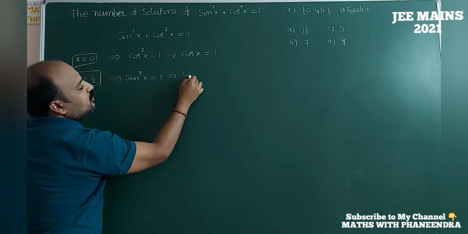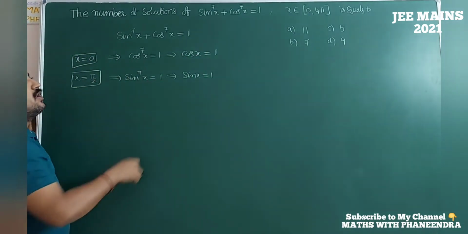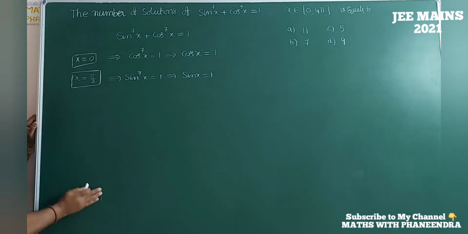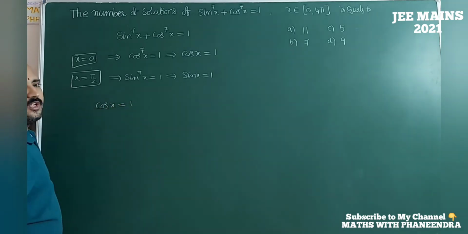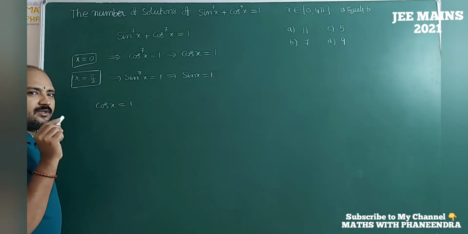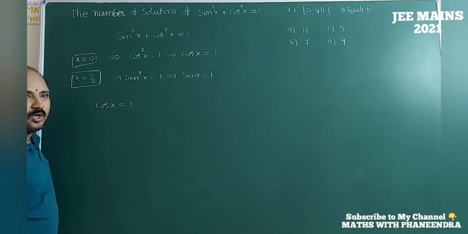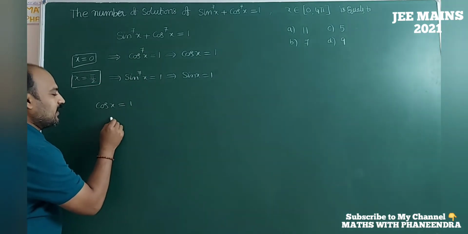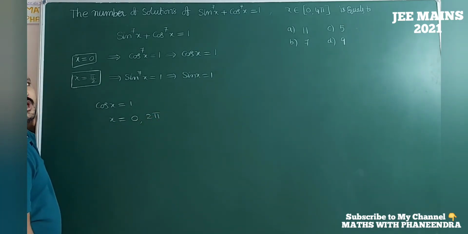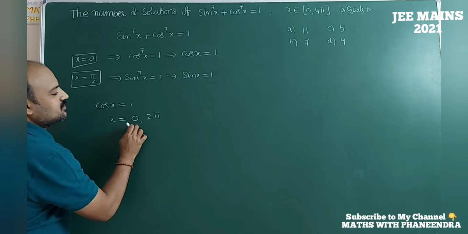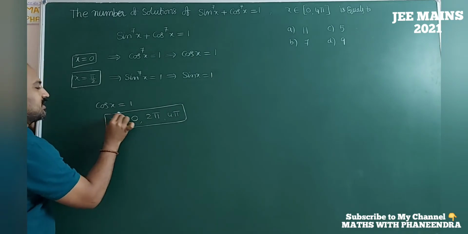That implies sin x is equal to 1. Now we will check for what values cos x is 1, and for what values sin x is equal to 1. Cos x is equal to 1. Generally cos theta is equal to 1 when theta value is 0, 2 pi, 4 pi, 6 pi and so on. Clearly till 4 pi is there now. So x value is 0, 2 pi, and even 4 pi also we can write. So these are the three values. Number of solutions 3. Not completed.